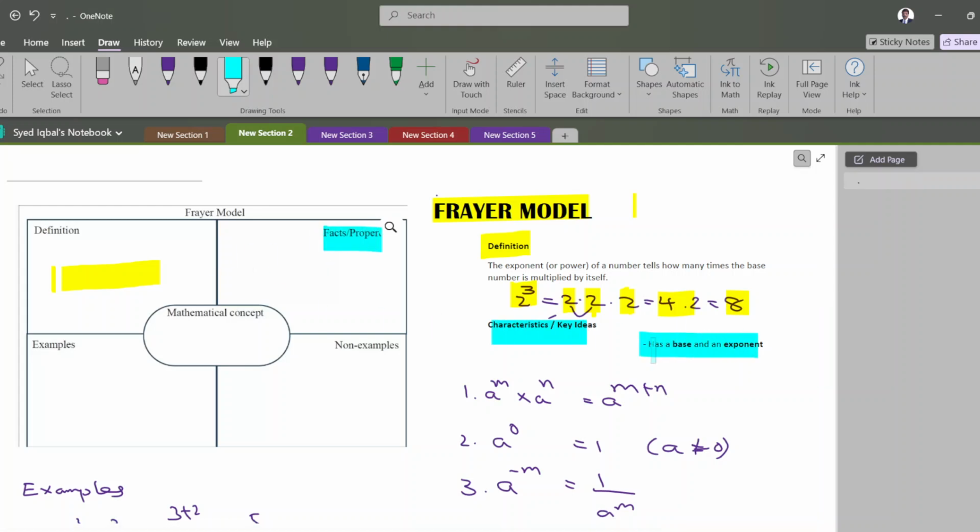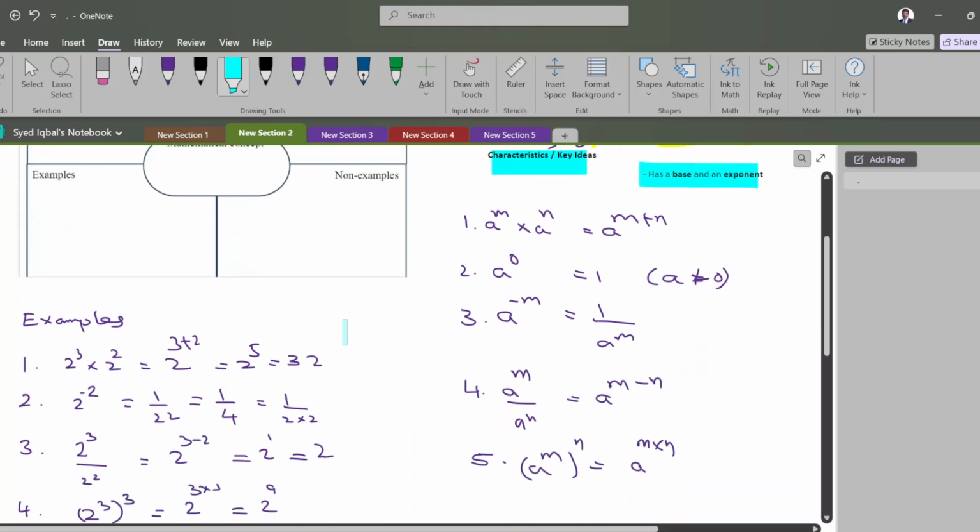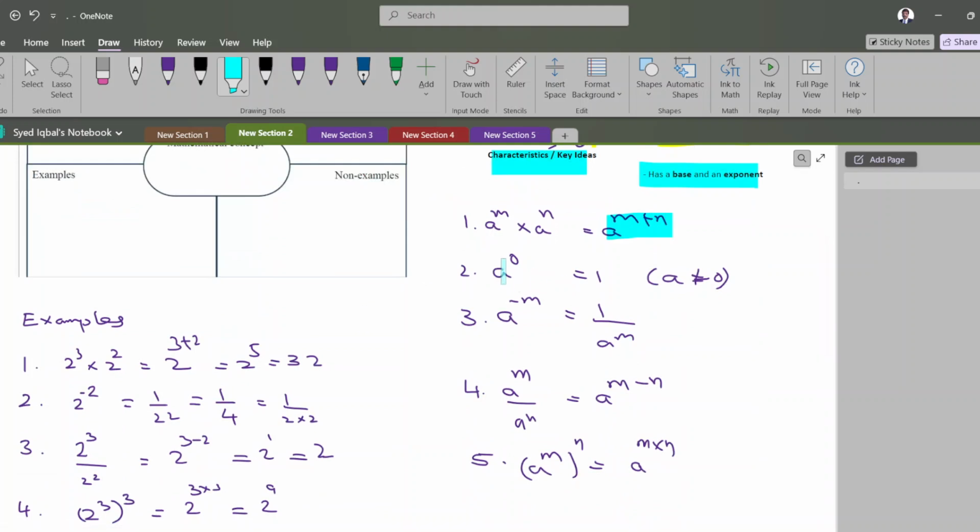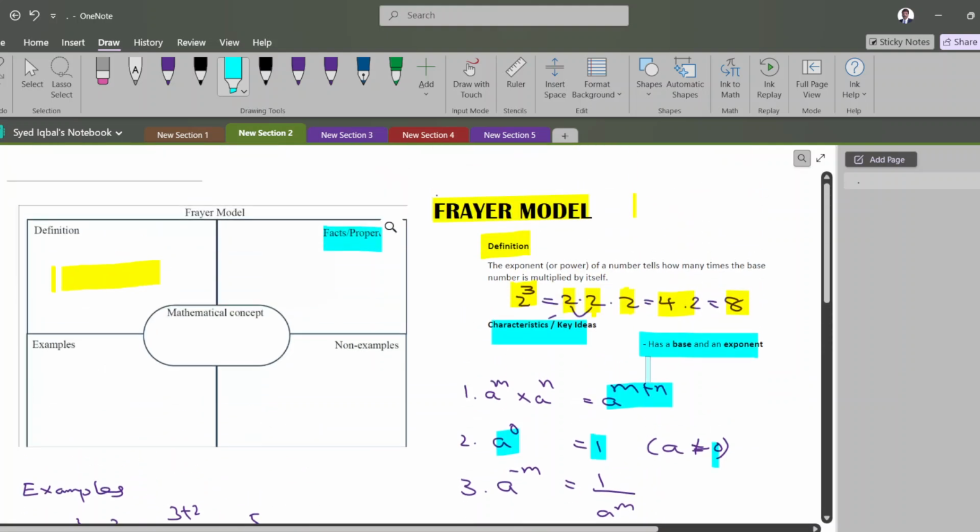Number 2 is the characteristics, or properties, or key ideas, whatever you call them. These are a few properties. A to the power of m, whole to the power of n. When the bases are equal, add the powers. Any number raised to 0 is 1, but the number should not be equal to 0. A to the power of minus m is 1 by a to the power of m. A to the power of m divided by a to the power of n is a to the power of m minus n. And a to the power of m, whole to the power of n, is a to the power of mn.